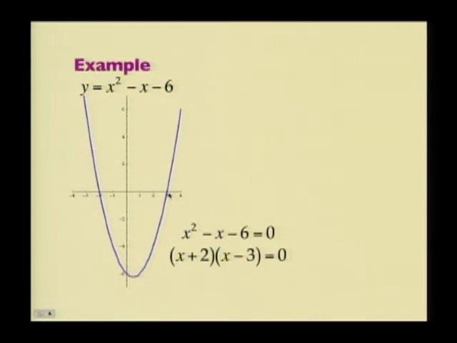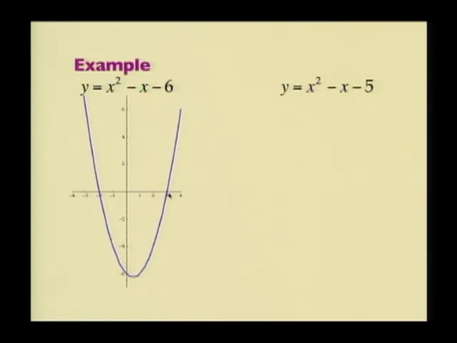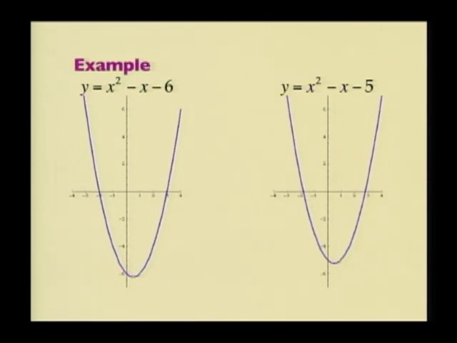But watch how easy I can mess this up. What if I make that 6 a 5? That wasn't tough. I can still see my zeros on the graph. They've now moved a little bit closer to 0. This is inside of 3. This is inside of a negative 2. But what are they? If I go to factor this, I now need two factors of 5 that differ by 1. I don't know what those are. I'm in a quandary to find those.